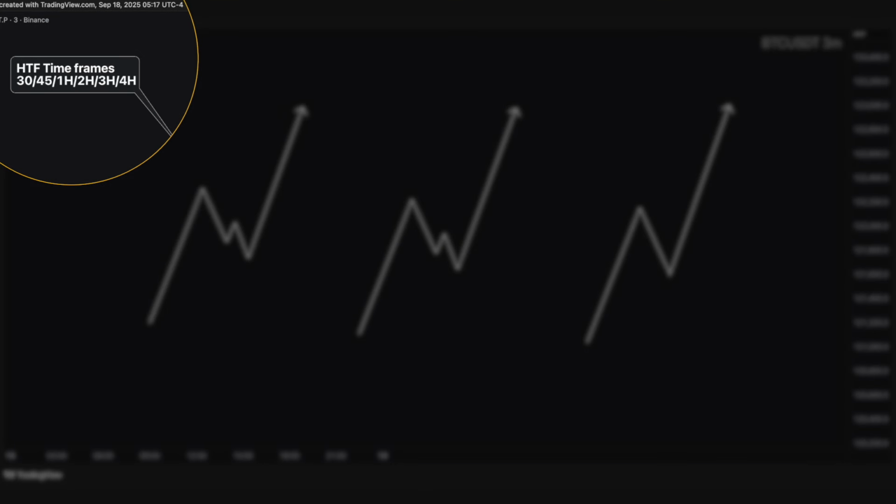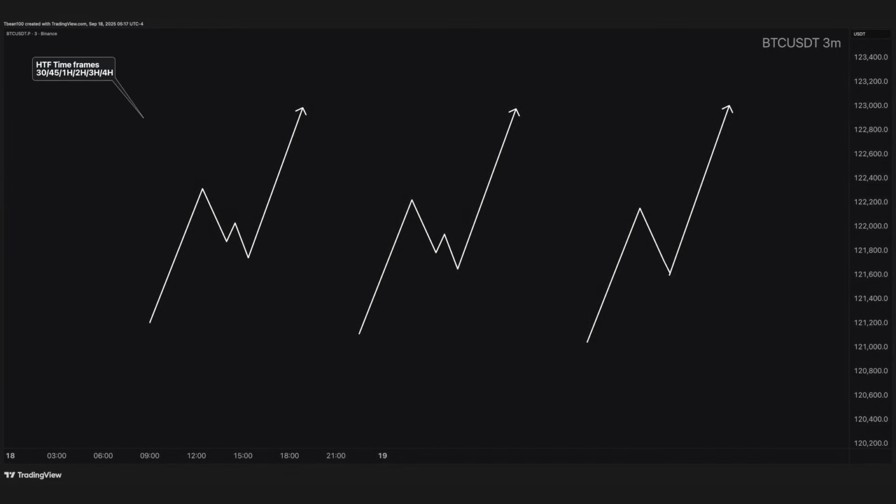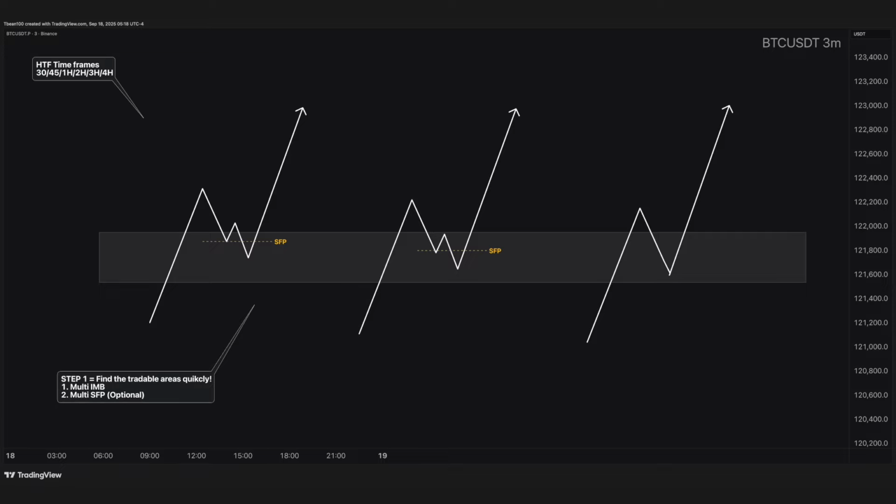For this, you will need to check multiple higher time frames such as 30 to 45 minutes and then 1, 2, 3 hours or even 4 hours. What you are doing here is actually very straightforward. You are simply looking for a multi-imbalance area. Inside these areas, you then try to find multiple swing failure patterns. Now, swing failure patterns are not absolutely mandatory, but they are very strong supportive structures.